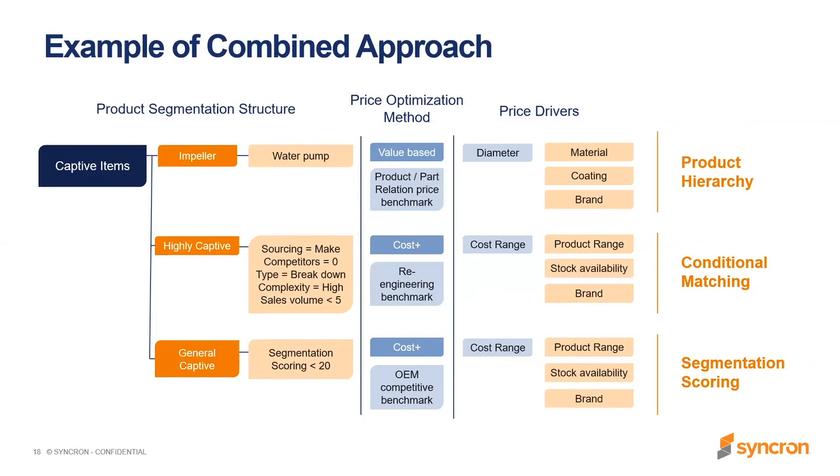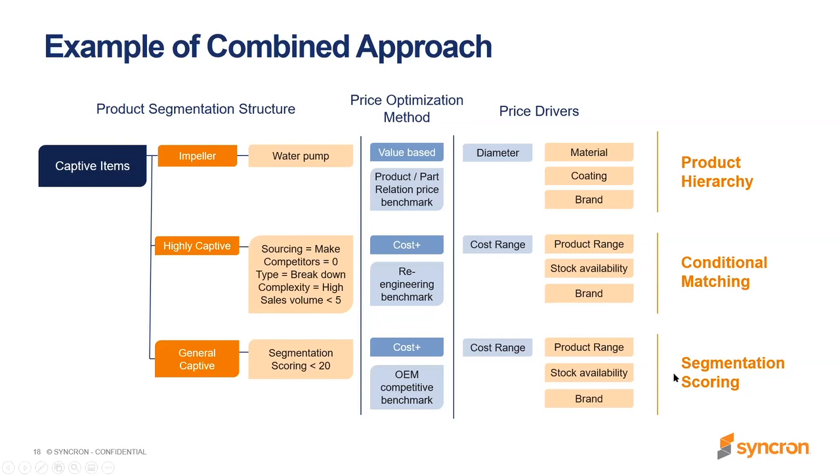And of course, with these pros and cons, I would recommend that you build a product strategy that is focused on product hierarchy, or combining that with the segmentation approach when it makes sense. For example, we have an impeller for the water pump. We know that it is like this. We're going to use a value-based approach for this product. We have the capabilities to gather that data for that product group, and it makes sense because it's a big part of our business. Conditional mapping, we're going to use to cover the bigger bulk of our captive items.